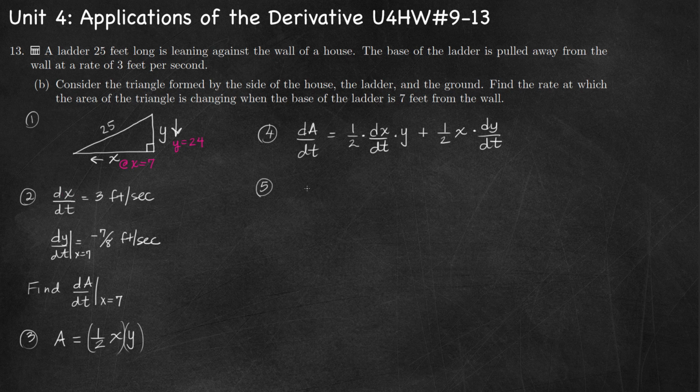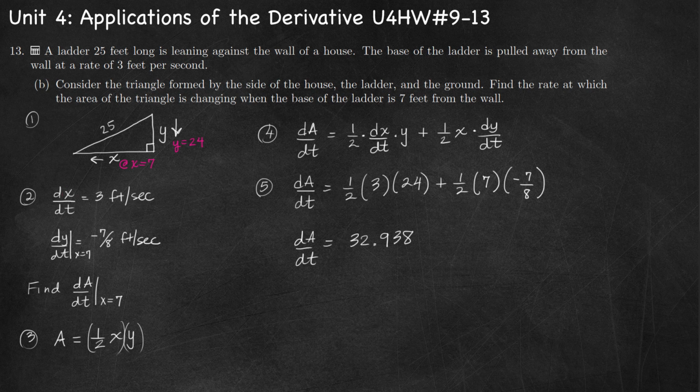And then we'll substitute in all of our known values. dA/dt is what we're trying to find, so we'll leave that. 1/2 times dx/dt is 3. I know that. Y at this moment in time, when x is 7, y is 24. We found that in part A. Plus 1/2 times x is 7 at this moment in time, times dy/dt, and we can use that answer from part A. We found dy/dt when x was 7 as -7/8.